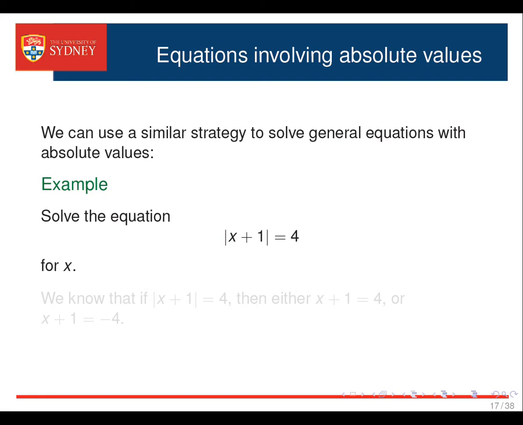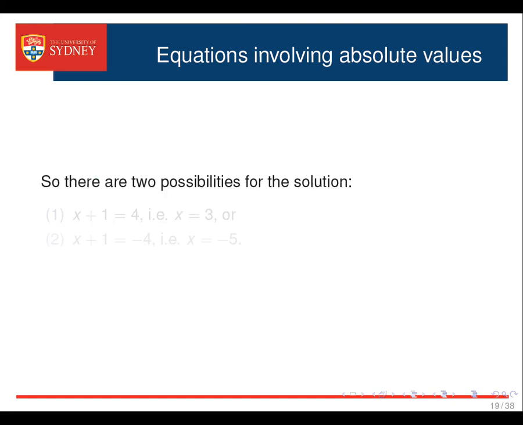What if we have a more complicated equation like this one? Absolute value of x plus 1 is 4. If we want to solve this for x, we know that if the absolute value of x plus 1 is 4, then either x plus 1 must be equal to 4, or it must be equal to minus 4, since these are the only two numbers with absolute value 4. So there are two possibilities then. In the first situation, when x plus 1 is plus 4, we can just rearrange to get x is 3. But it's also possible that x plus 1 is minus 4, in which case we can rearrange to get x is minus 5. Again, we're getting two possible values for x as solutions to our equation.